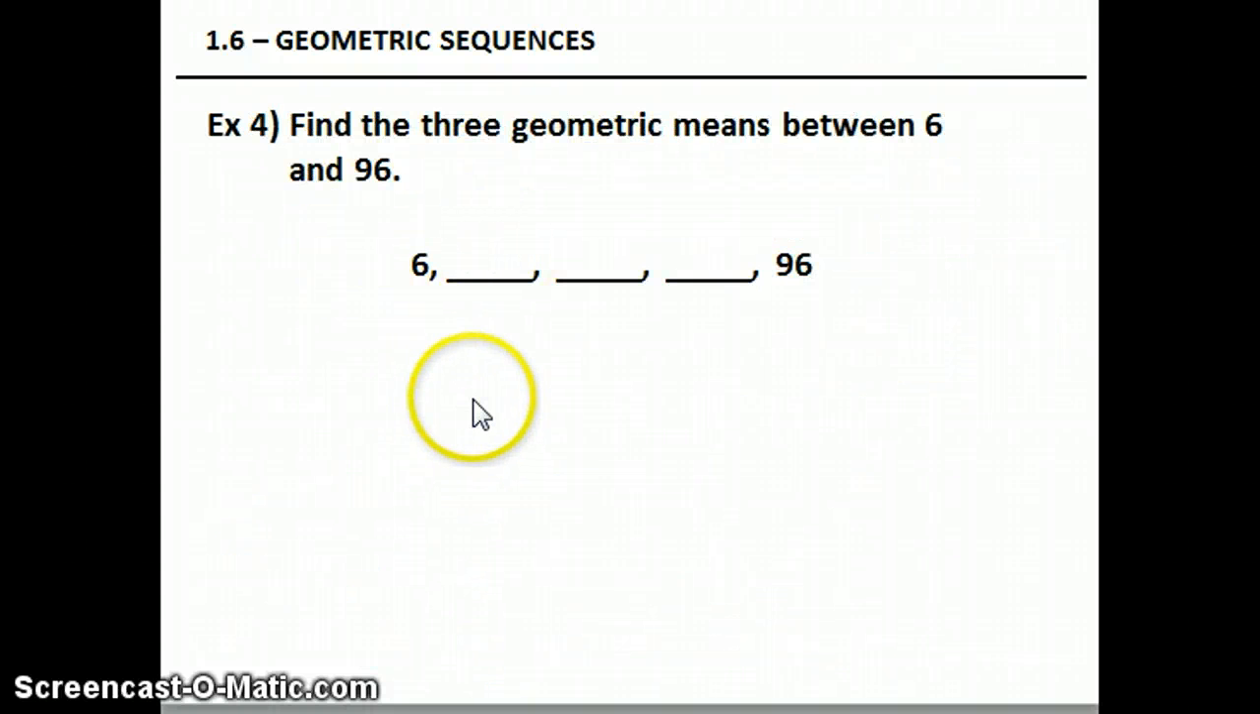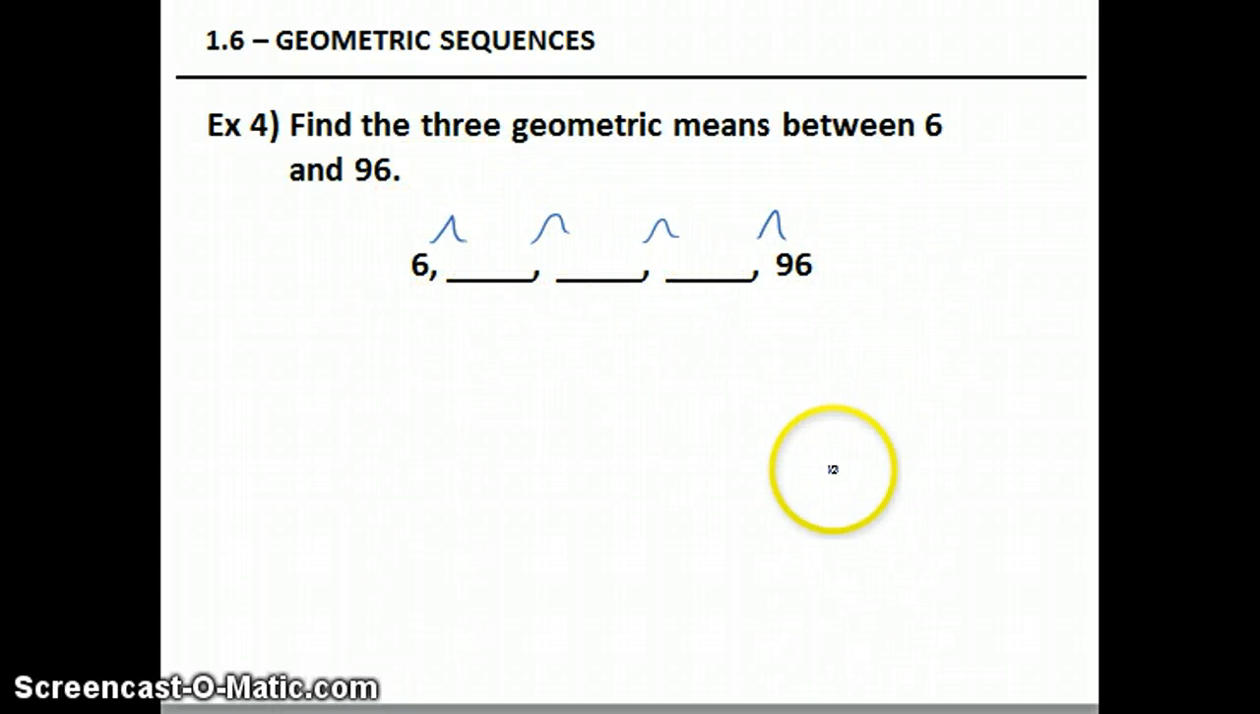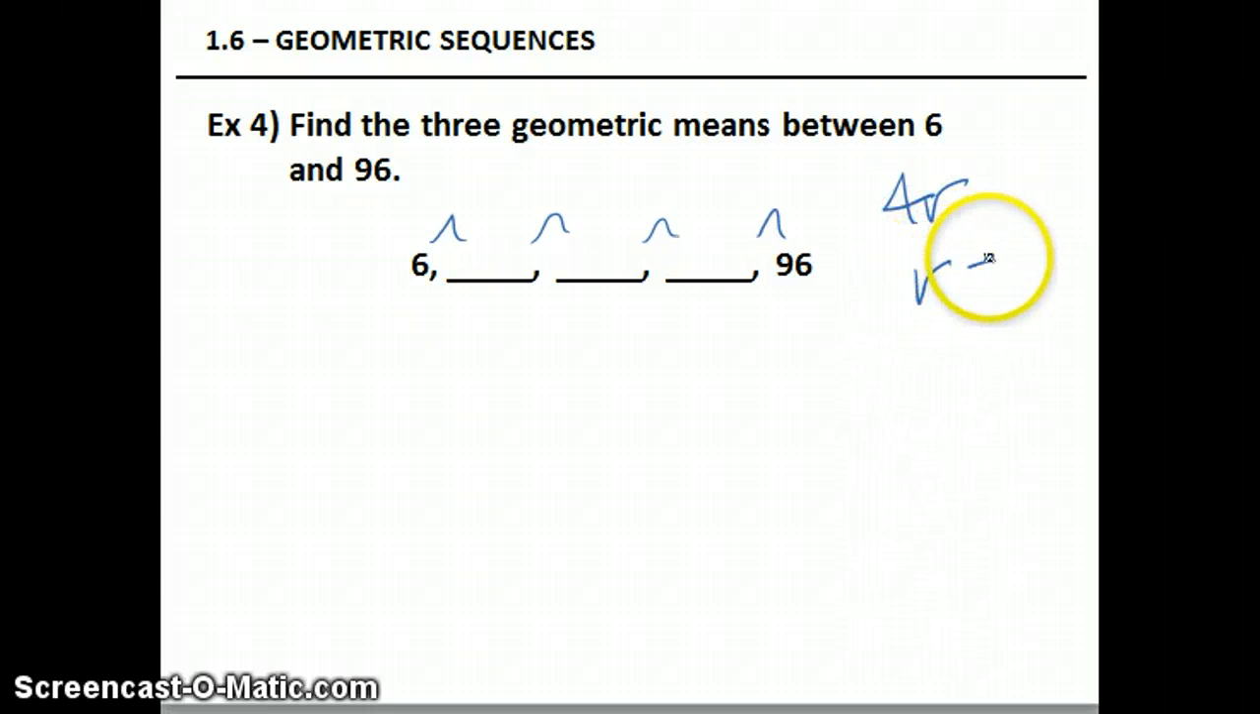So, what if we need to find 3 geometric means between 6 and 96? Well, how many common ratios do we need? 1, 2, 3, 4. Now remember, in this case, we are not multiplying or adding. We're not going to say we've got 4 r's, so we're not going to add 4 r's. And we can't multiply 4 r's either, because we're doing r multiplied 4 times. So that's going to give us an exponent. Therefore, we have 6 times r to the 4th, which is going to get us to 96.